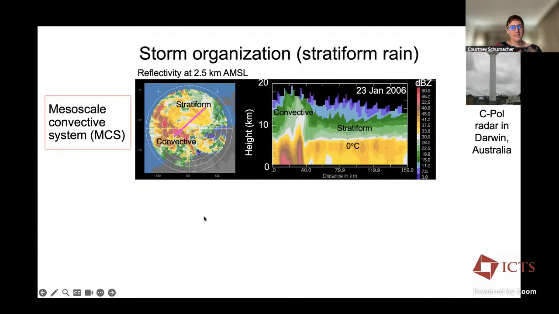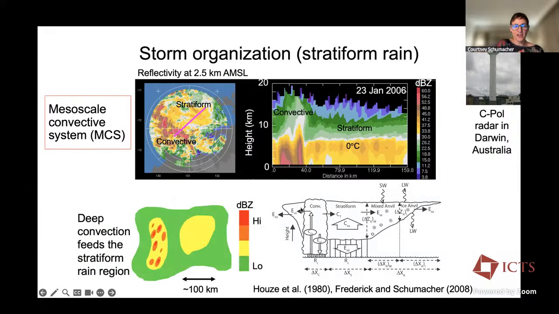So MCSs, they're not just convection. Most of them also contain what we call stratiform rain. This is, again, that same Darwin radar covering a much bigger area than just the Tiwi Islands. This is a huge area. If you take the vertical cross section through here, you have deep convective cells that hopefully look familiar to you. But then we have this really large horizontally homogeneous area of rainfall.